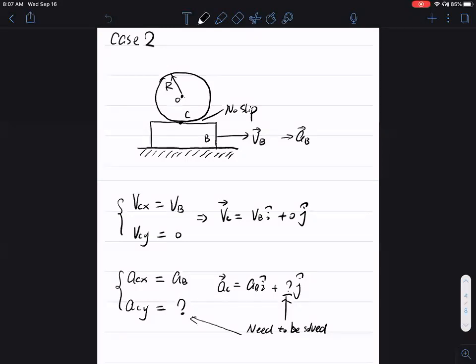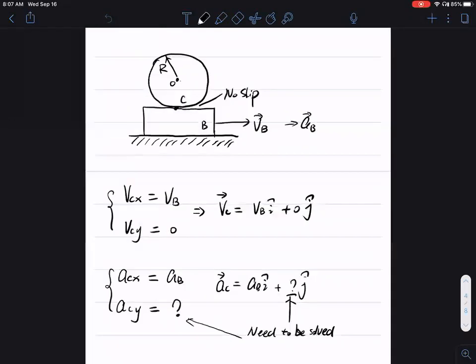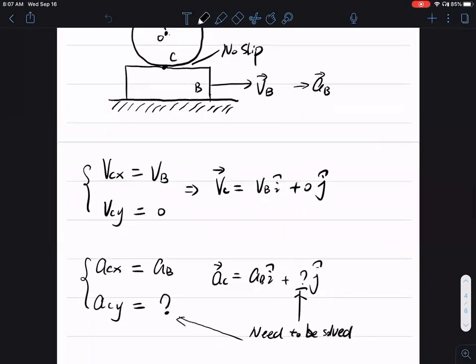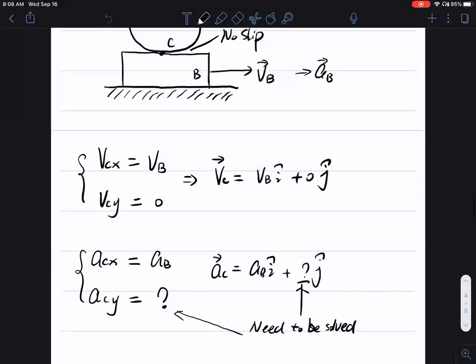So in case two, we know velocity in x and y direction. Keep that in mind, the velocity is not 0 because the block B is moving. For acceleration, we only know the acceleration in the x direction. That's equal to the acceleration of the block. But we do not know the acceleration in the y direction. Okay. Those are the no slip cases we learned last time.